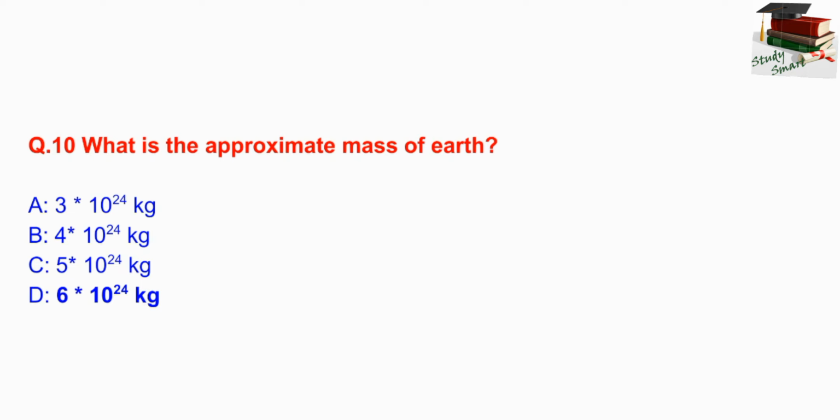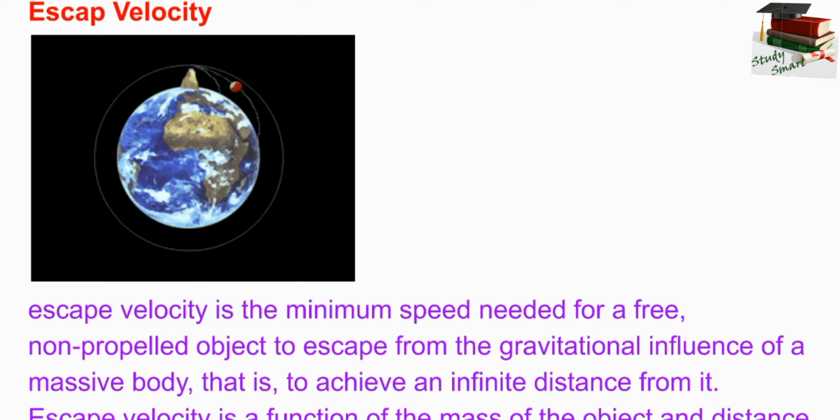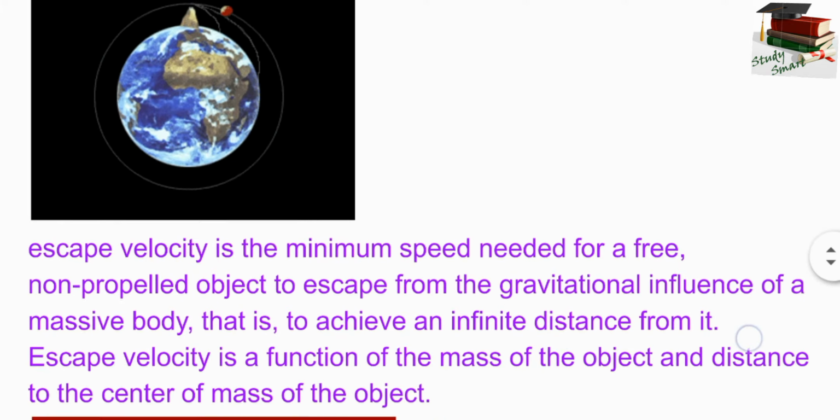Next question, what is the approximate mass of the Earth? The right answer, 6 into 10 power 24 kg. Next question, what is the escape velocity? Now see about escape velocity. Escape velocity is the minimum speed needed for a free object to escape from the gravitational influence of a massive body, that is, to reach an infinite distance from it.